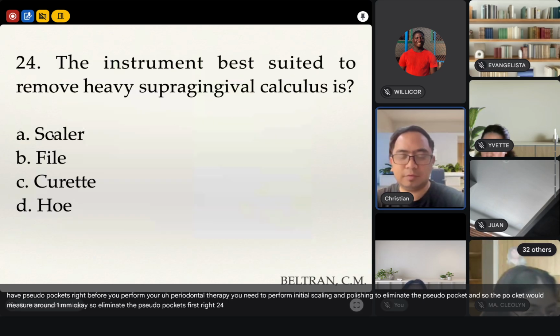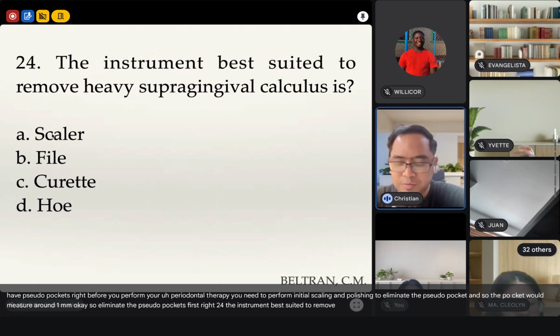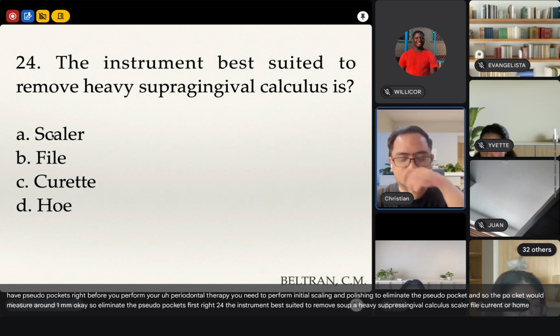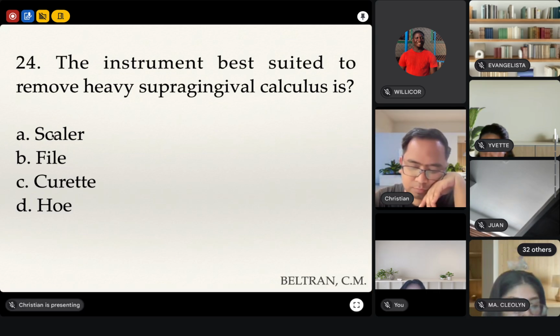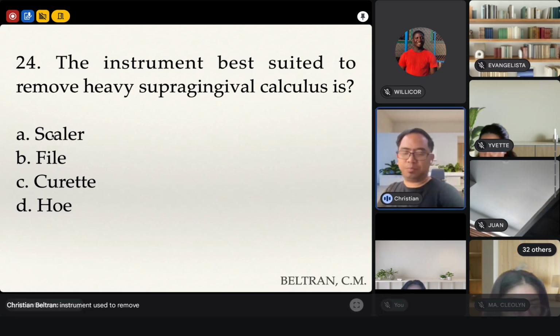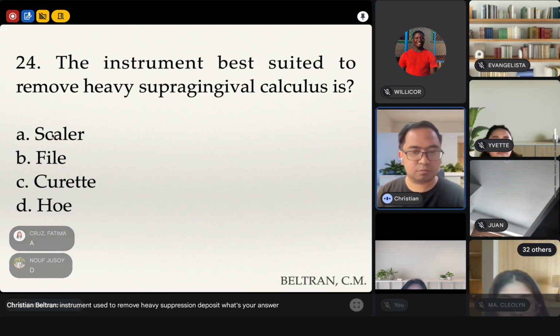24. The instrument best suited to remove heavy supragingival calculus. Scaler, file, curette, or hoe. Instrument used to remove heavy supragingival calculus deposit. What's your answer?